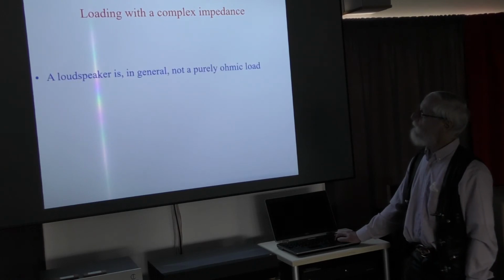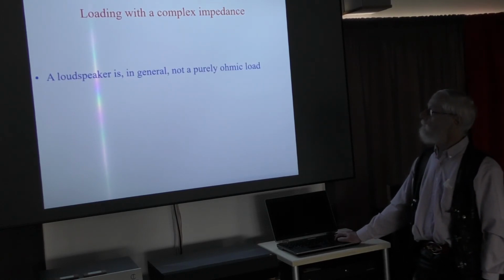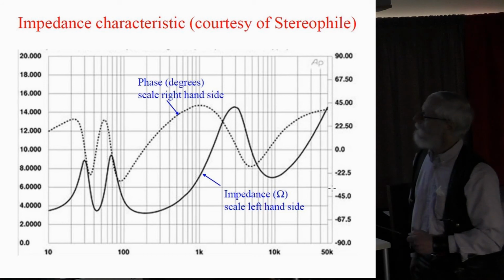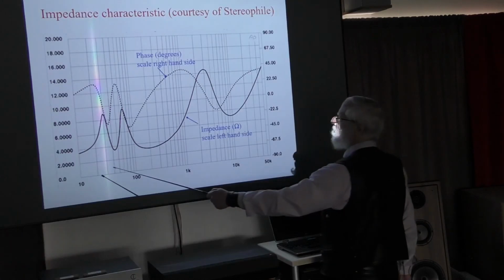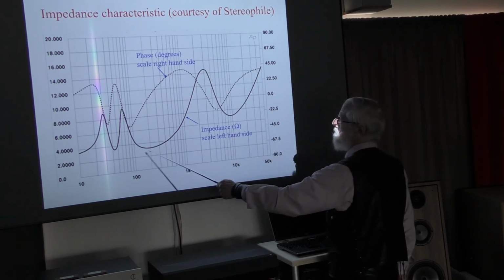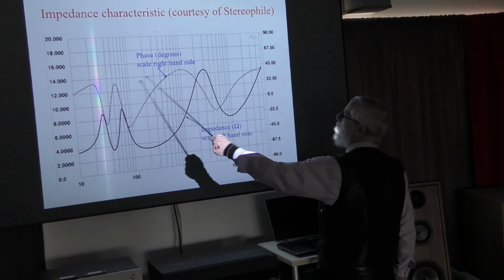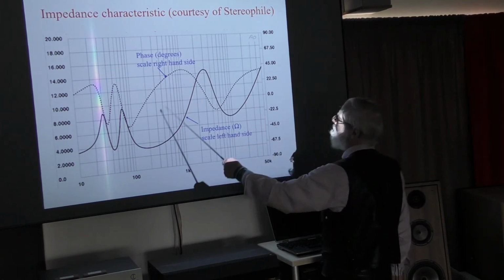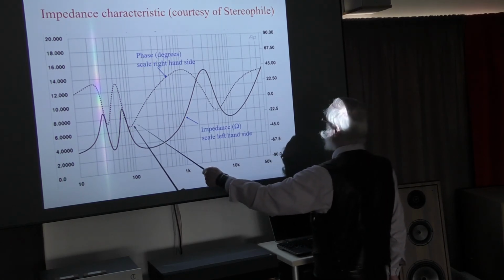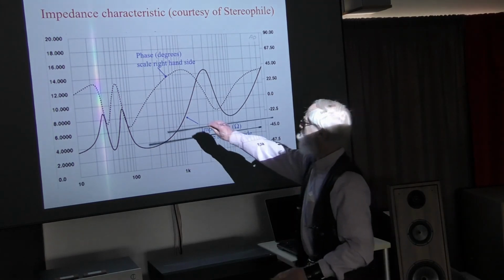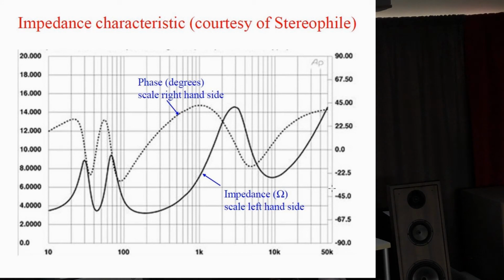Now, loaded with a complex impedance, a loudspeaker is in general not a purely ohmic load. Voltage and current are not in phase. This is courtesy of Stereophile. In the impedance measurement of a loudspeaker, the drawn line is the modulus of the impedance, and it varies between, say, a little more than 3 ohms and almost 15 ohms. And the dotted line, if you use this scale, is also quite varying, between, let's say, -30 to +45 degrees. Whereas a resistor has a constant value, say 8 ohms, or in this case maybe 4 ohms, and the phase is 0 for all frequencies.